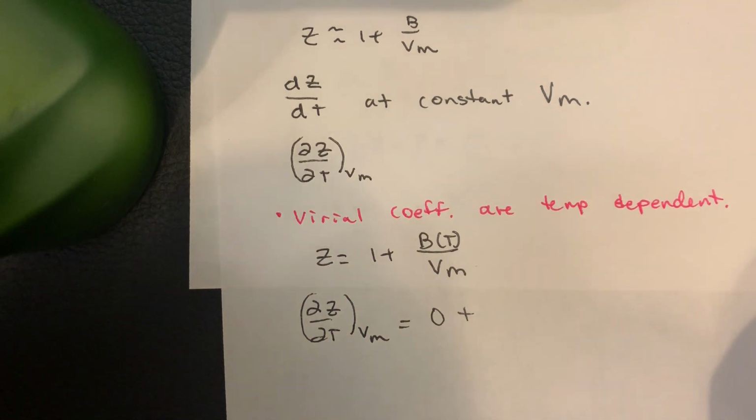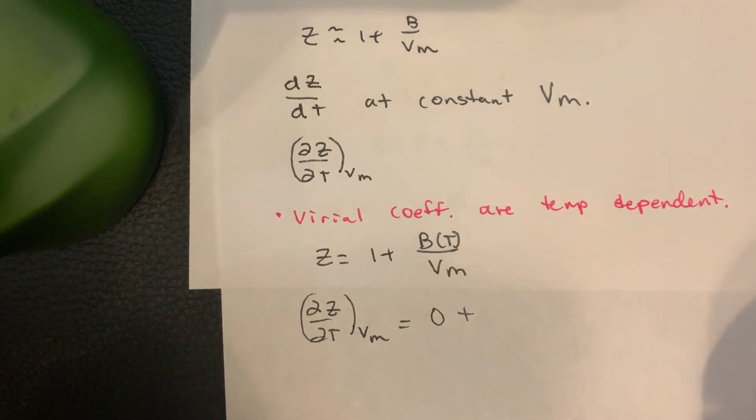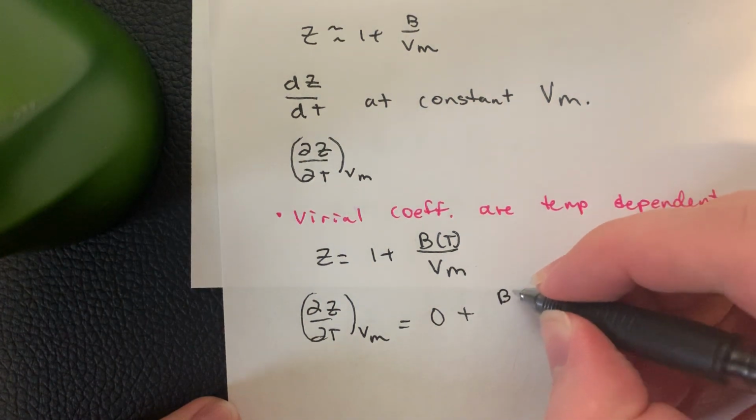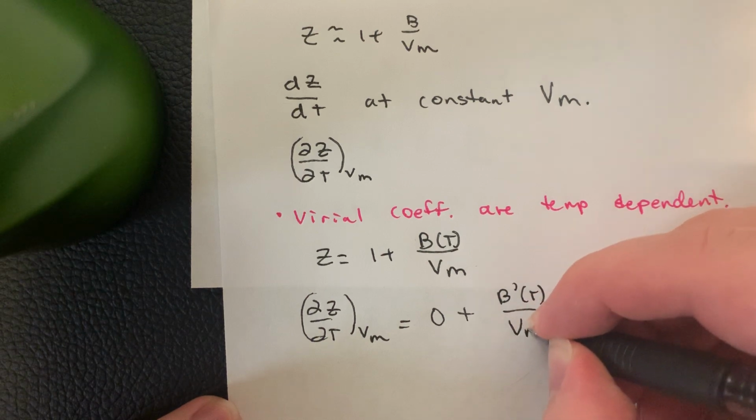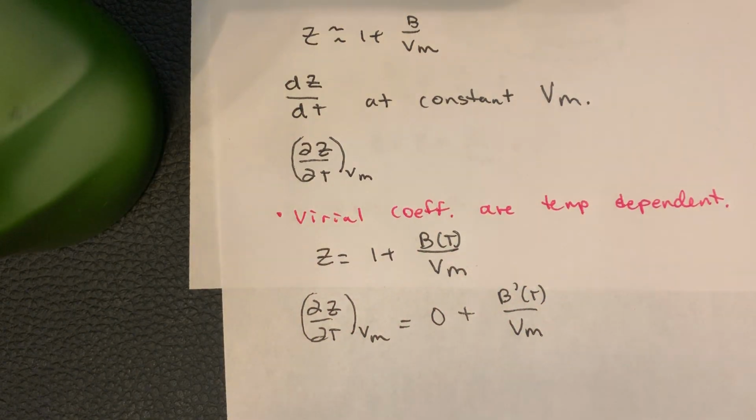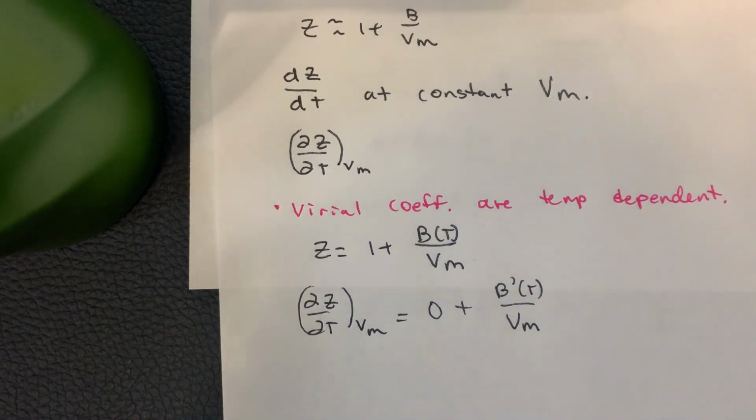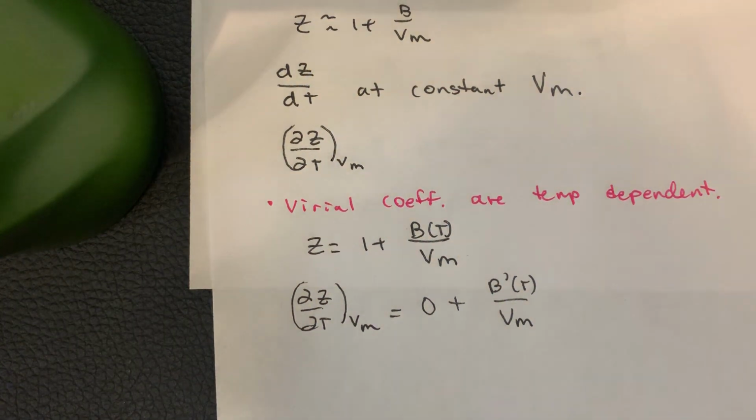So we're going to have to use a slightly different method of going about this if we want to consider it. So what we're going to have to do is just write B prime of T over Vm, because we know that it's a function of T. Otherwise, that term would just go to 0.